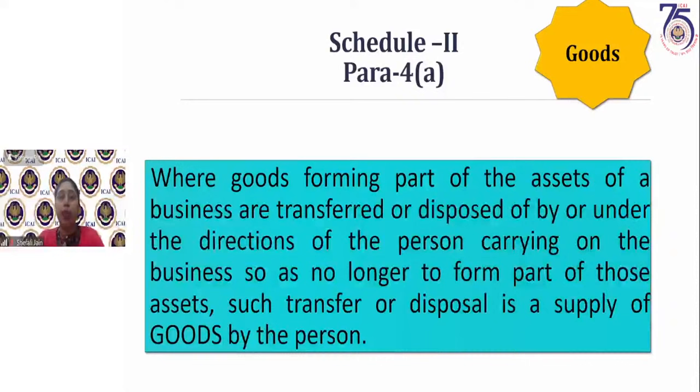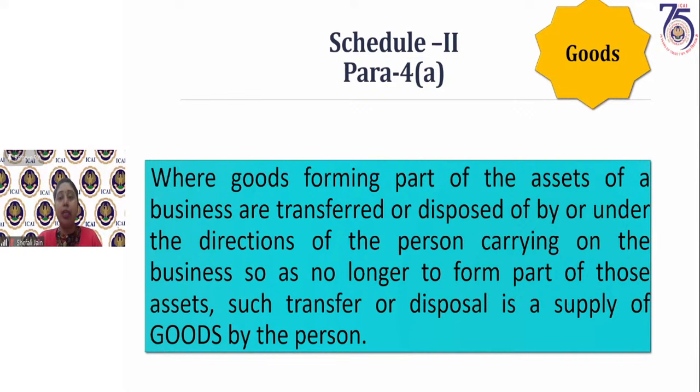If you remember, in para 1 of Schedule 1, it said permanent transfer or disposal of business assets where ITC has been taken was considered as supply even if it was done without consideration. Now here we are not talking about consideration, because we are assuming that it is a supply. So if that transaction without consideration became a supply in para 1, it has been classified as supply of goods as per para 4A of Schedule 2.